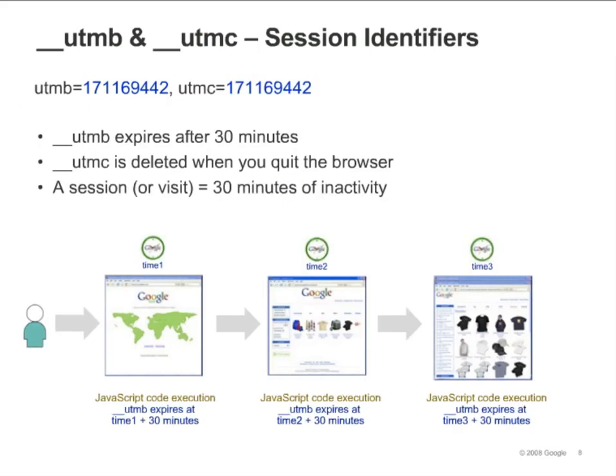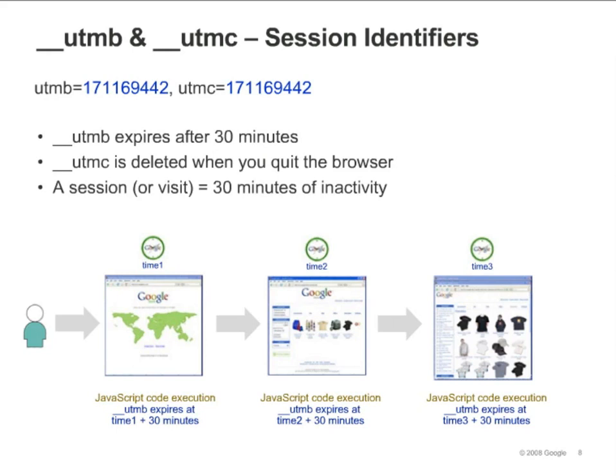The UTMB and UTMC cookies together identify a session. The content of the UTMC cookie is simply the domain hash. The content of the UTMB cookie will also be the domain hash plus, if the site is using ga.js, some additional values. The key difference between the two cookies is that UTMB is a persistent cookie with an expiration date that is set 30 minutes after it is created, while UTMC is a temporary cookie that is destroyed as soon as the visitor quits the browser.